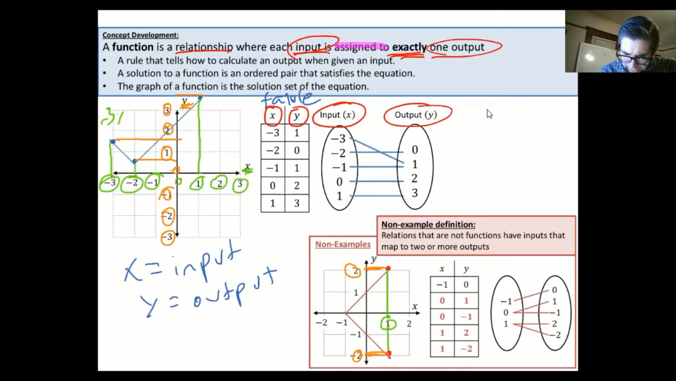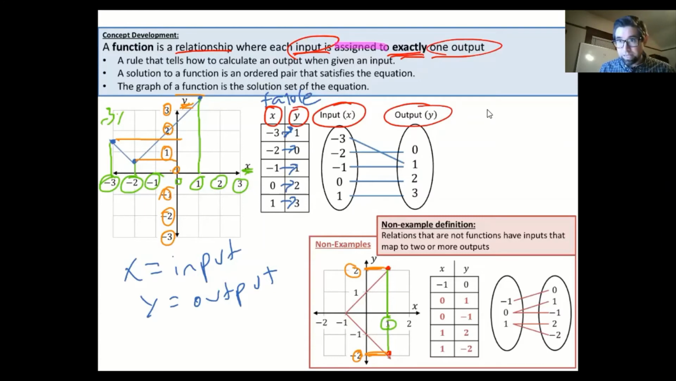So to begin with, I have -3 on the x column, and it goes to only the number 1 for y. There's no other -3s on other inputs that have different outputs. Okay, and same thing for -2, that goes to one output, -1 goes to one output, 0 goes to one output, 1 goes to one output. Each one of those numbers on the input side goes to exactly one output, as you can see by my blue arrow. Now let's look at the non-example.